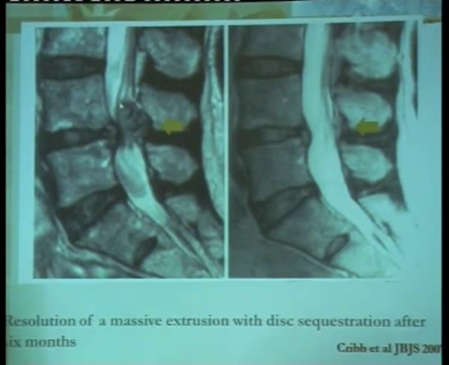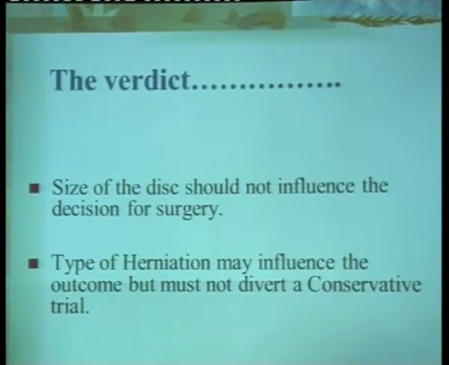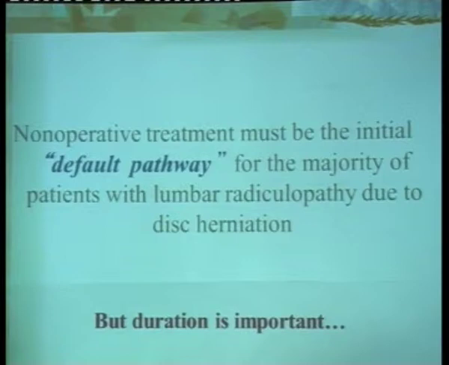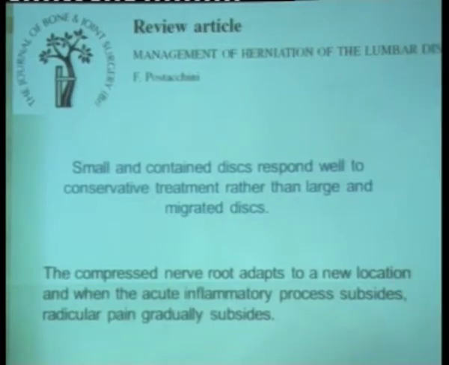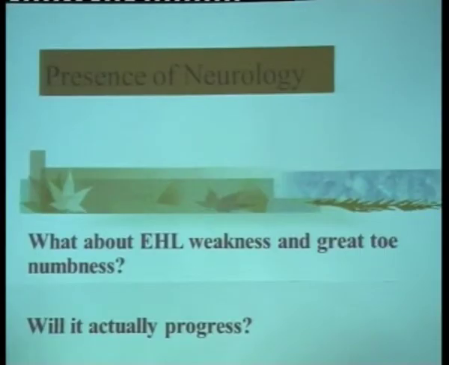So here you can see a massive extrusion which is so frightening. After a period of conservative therapy, a repeat MRI at the end of 6 months shows complete resolution of the disc prolapse over here. So the verdict again is the size of the disc should not influence the decision for surgery, and the type of herniation may have an influence but should not divert a conservative trial. So a conservative trial is the default pathway, but duration again is very important. You can't put these patients on bed rest for a very, very long time, and we'll come to it.